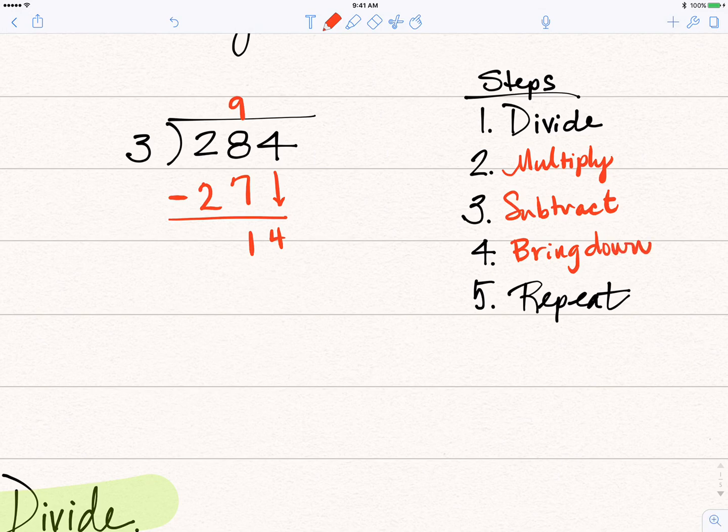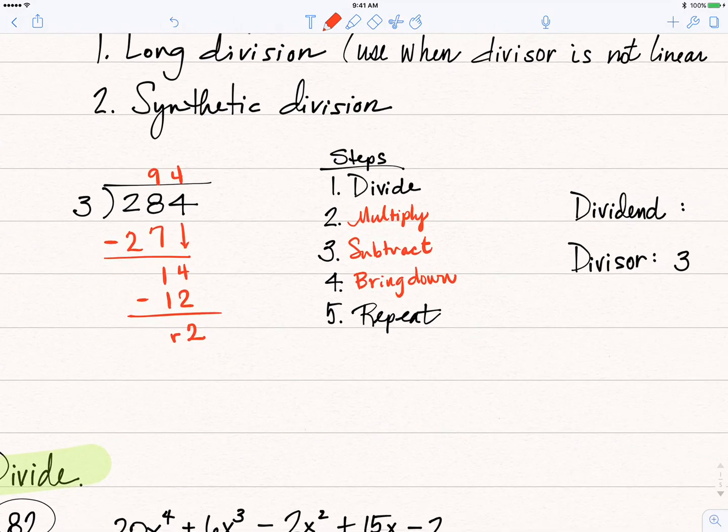And then we would repeat. We would ask, how many times does 3 go into 14? Or what is 14 divided by 3? We know that that's 4. Multiply, 4 times 3 is 12. Subtract, 14 minus 12 is 2. When we first began this, remember that we called this 2 a remainder. Later on, when we learned about fractions, we would call that a 2/3, a 94 and 2/3. For now, though, we're just going to leave it as a remainder.